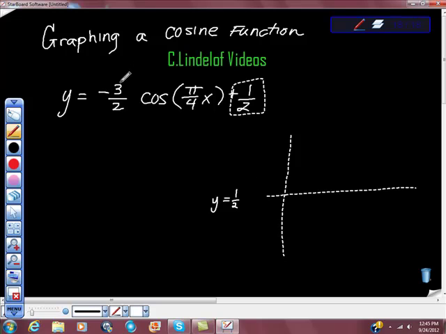The amplitude is the absolute value of A. So the absolute value of negative 3 halves is just equal to 3 halves. And what that means is that from the horizontal line of symmetry, we're going to go up this far and then down this far. So to find this distance up here, well, let me just draw this curve in.